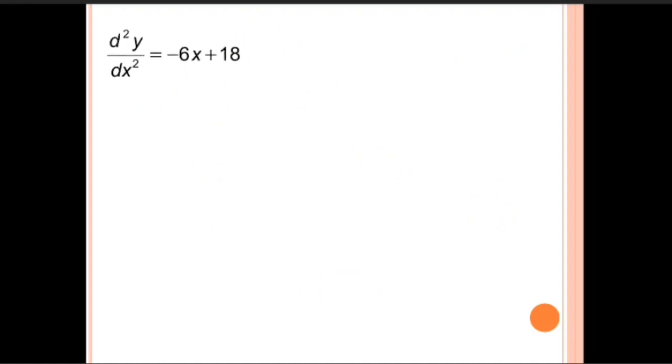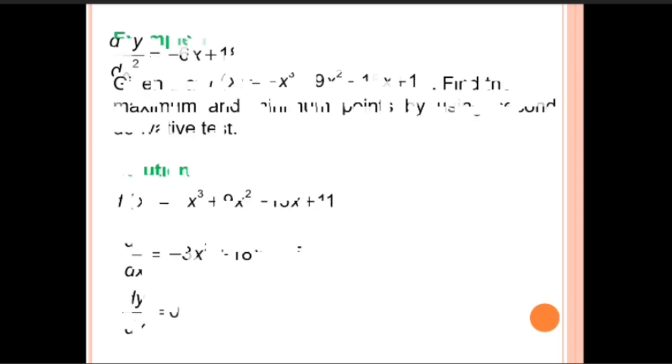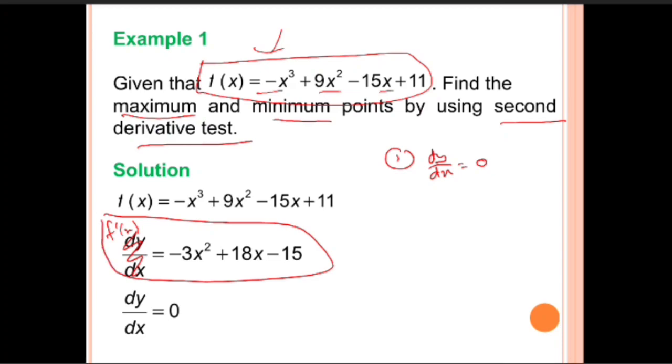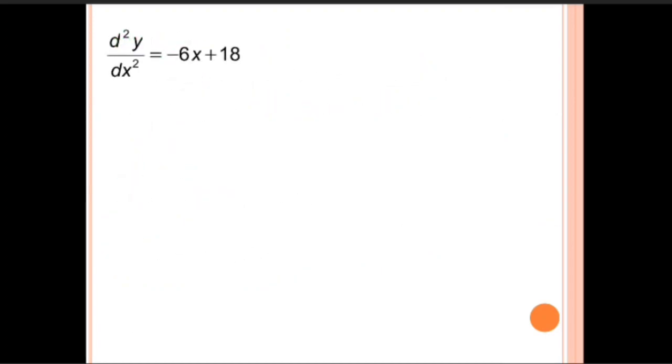So for the second derivative test, what you have to do next is to differentiate the dy over dx that you have obtained before, negative 3x squared plus 18x minus 15. You have to differentiate this one more time for the second derivative test, and what you get is negative 6x plus 18. Now write it here. After that, substitute your values of stationary points.